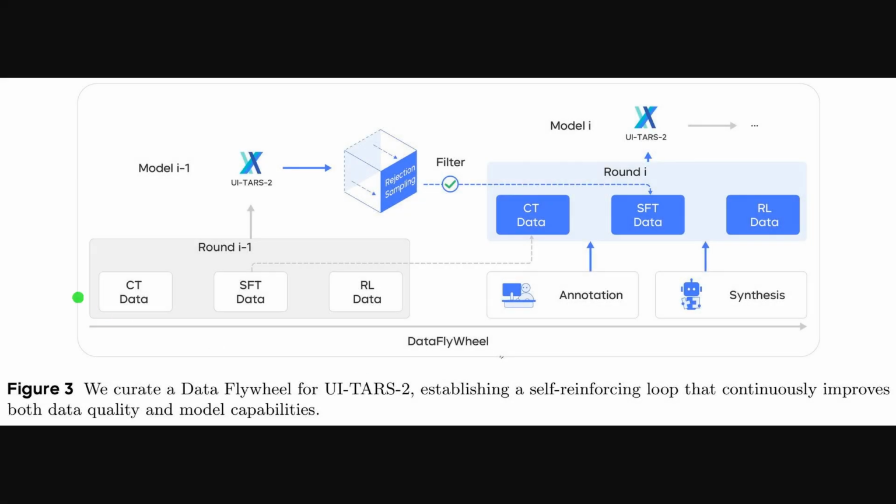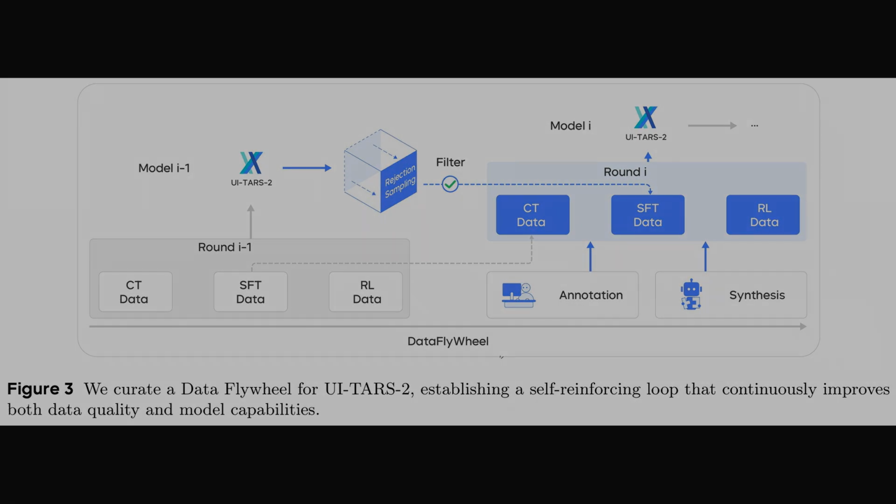Figure 3 conveys that the data flywheel keeps improving the agent because model outputs are filtered and cycled into the right training buckets. The diagram shows continual pre-training data, supervised fine-tuning data, and reinforcement learning data being updated each round, while rejection sampling promotes only high-quality trajectories. Annotation and synthesis feed fresh examples, so nothing is wasted, and the next model starts stronger. This loop yields faster capability growth as more outputs pass the filter.